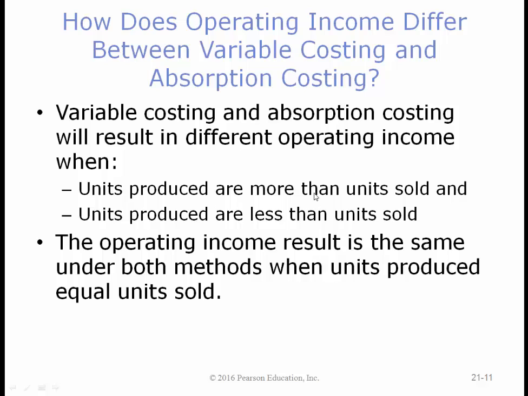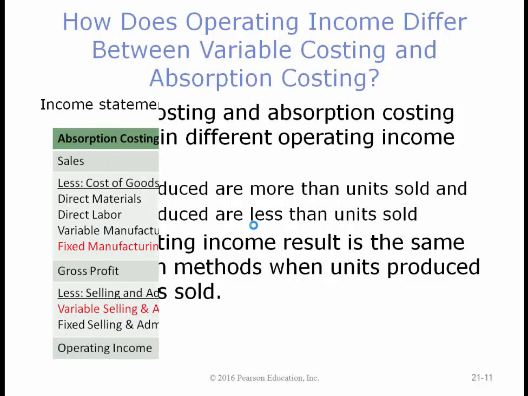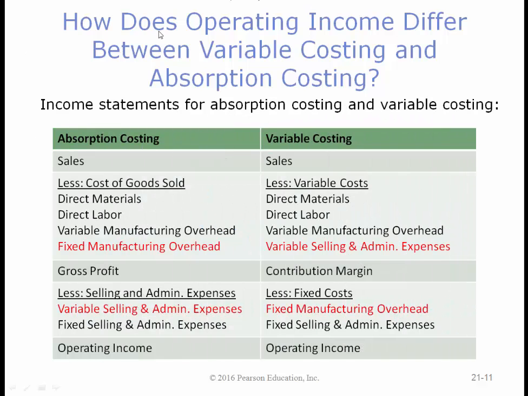In other words, units produced are more than units sold, or units produced are less than units sold. What is the operating income result? So let's look at this first one. I'm just going to have these slides. So how does operating income differ between the two?